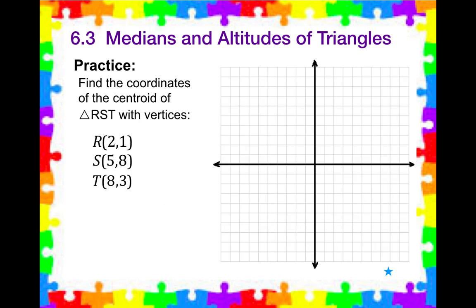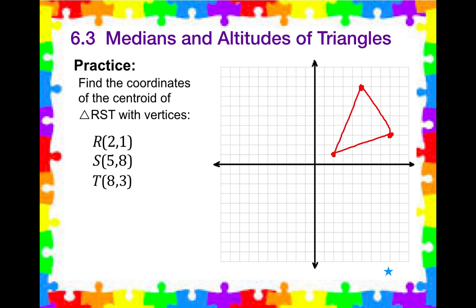Let's look at finding the centroid of these coordinates. So I have coordinate (2, 1), which is here. I have (5, 8). 1, 2, 3, 4, 8. And (8, 3). So there are my 3 points.